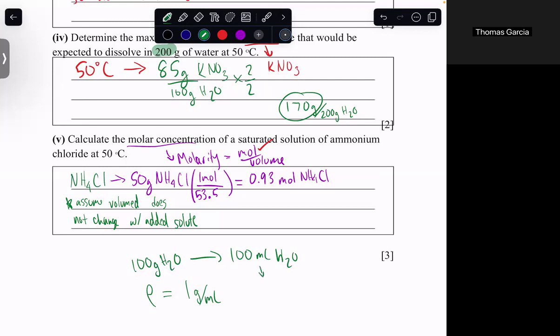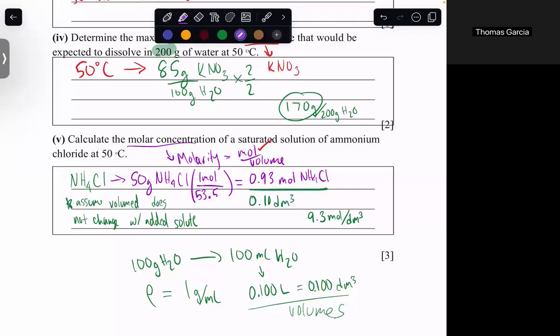Now, milliliters we can convert into 0.100 liters, which is also the same thing as 0.100 decimeters cubed. Regardless, both of these are our volumes. So I'm going to divide this by 0.100 decimeter cubed, just to get the extra sig fig. And I get a concentration of 9.3 mole per decimeter cubed. And that is my answer for this one.